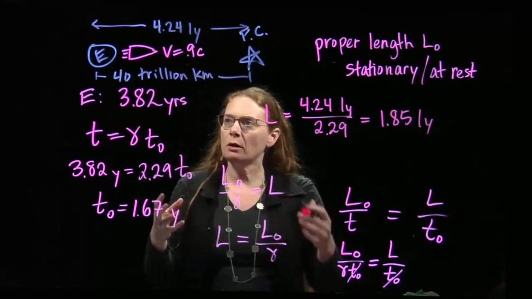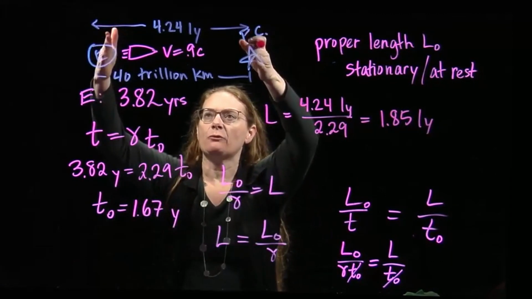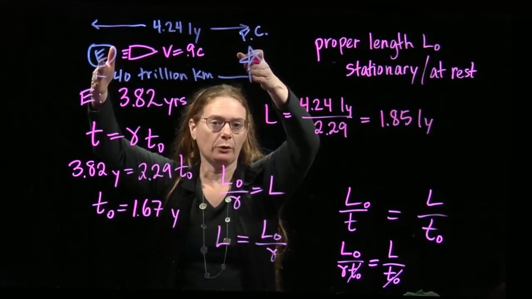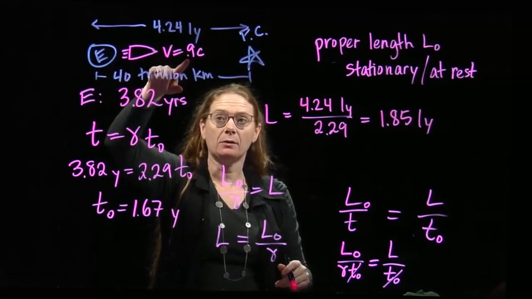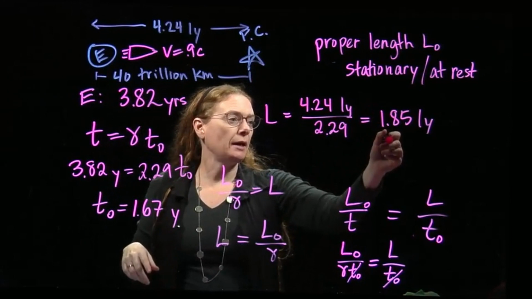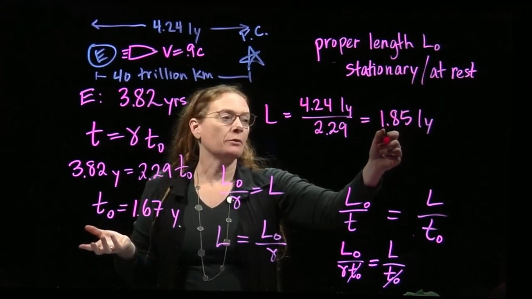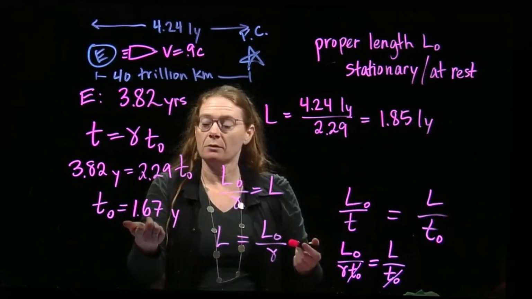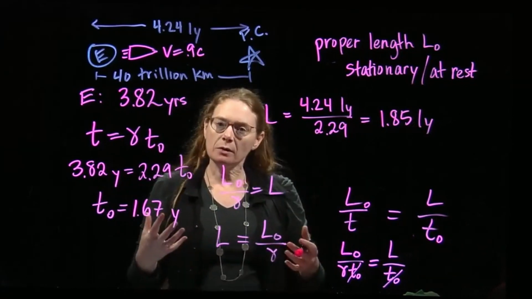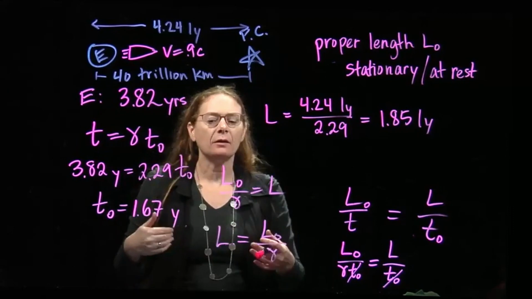So a person on Earth sees this distance as 4.24 light years, about 40 trillion kilometers. A person flying at 9/10 the speed of light is going to say, well, that distance is a lot shorter. It was only 1.85 light years, which means it only takes me 1.67 years to get there. And so this is an example of length contraction.